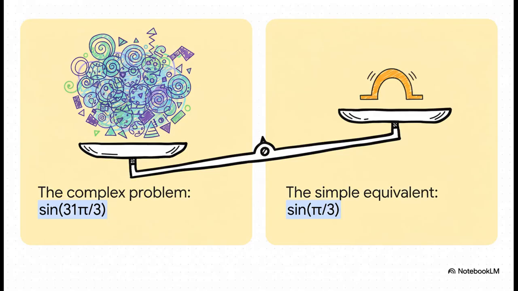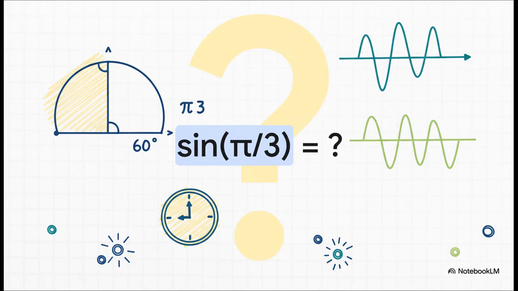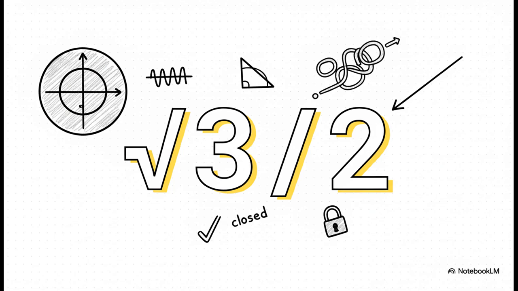Just take a second to appreciate this transformation. We started with sine of 31 pi over 3. And by using just one core concept, we've proved it's the exact same thing as sine of pi over 3. And this is a question we can answer. This is one of those standard angles you see on the unit circle all the time. Pi over 3 radians is just 60 degrees. And the sine of pi over 3 is the square root of 3 over 2. Case closed. That is our answer. That whole intimidating beast of a problem boils all the way down to this.